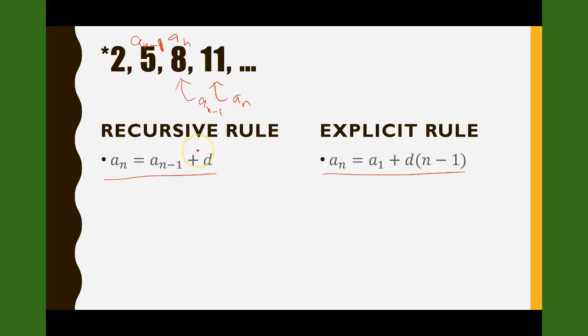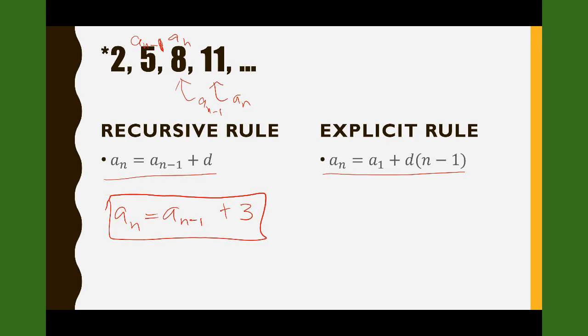Now for the recursive rule, all we have to do is replace the D in our formula. We learned earlier that for the sequence 2, 5, 8, 11, our D is equal to positive 3. Therefore, our final answer for the recursive rule here is A sub n equals A sub n minus 1, and I only replaced D, so plus 3. That is the answer if we are looking for a recursive rule.